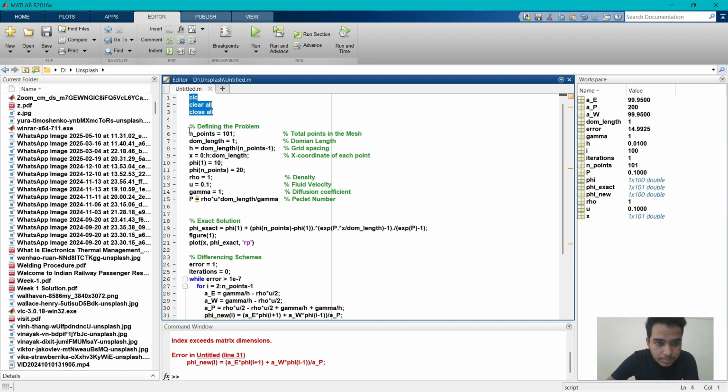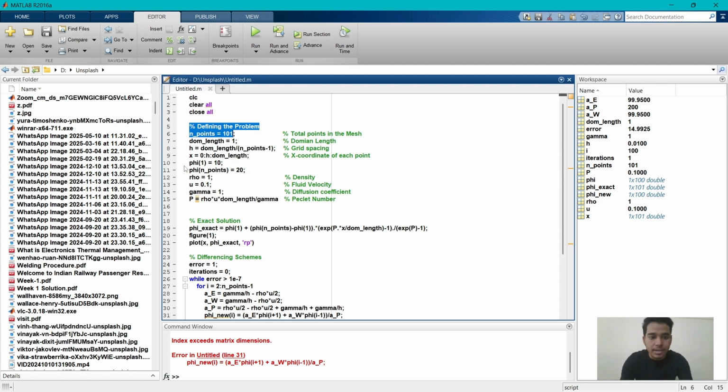And the second step, I am defining the problem. For that, the total number of endpoints, here 101, is the total number of mesh points that I am assuming, and my domain length is 1. Later I am calculating h, the grid spacing, as domain length divided by endpoints minus 1. And here x is the x coordinate of each point, starting from 0 and going to domain length with a grid spacing of h, that is already calculated above.